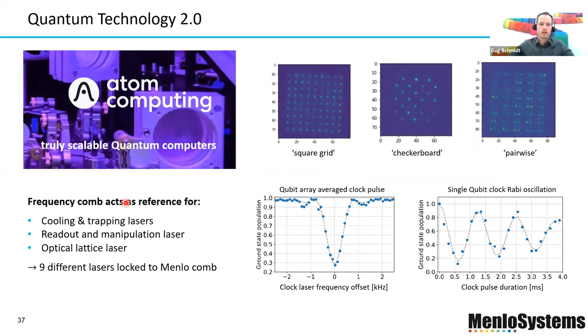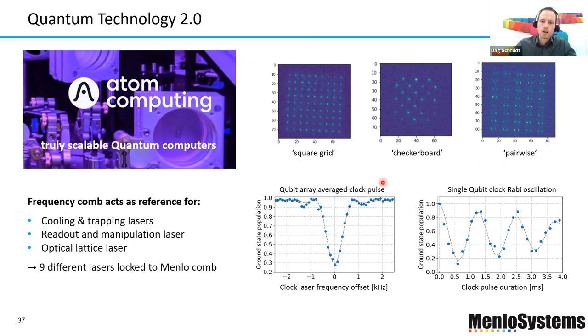Also, other people like our friends here from Atom Computing use our frequency comb FC1500 quantum systems for cooling and trapping their atoms and for readout and manipulation of their qubits. In total, they locked 9 different lasers to our Menlo comb. And as you can see here, they have perfect control over the optical lattice. They can change from square grid to checkerboard and to pairwise.